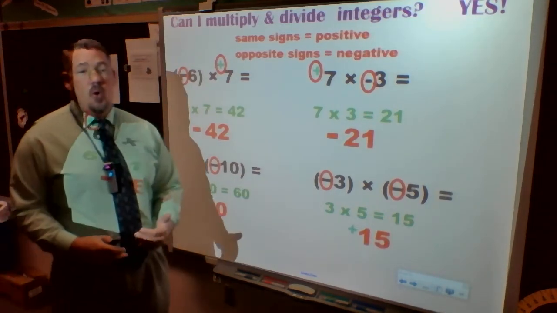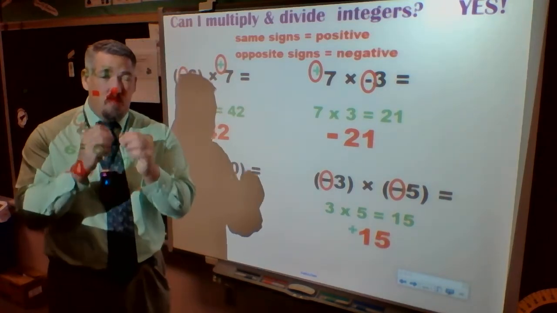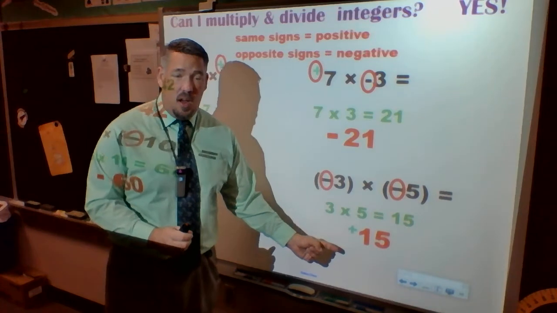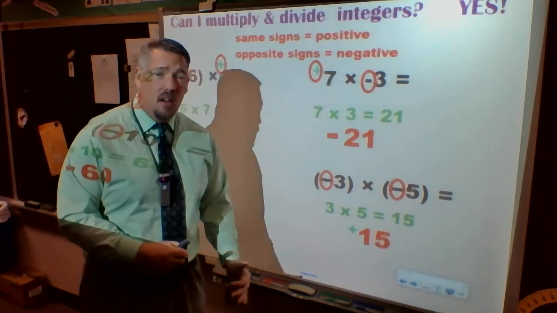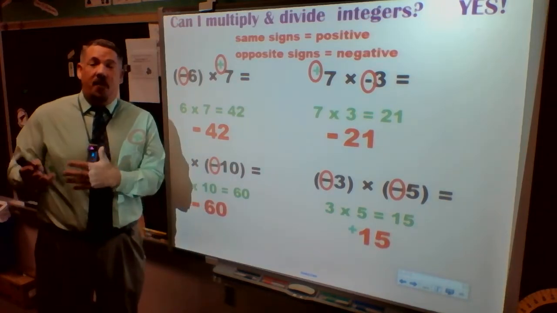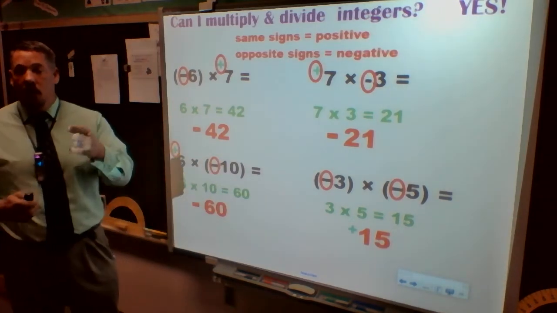Now, some of you are not going to want to take that split minute portion of a second to write a positive sign, and you're just going to put a 15. That's okay. I'm not going to count it wrong because a positive 15 and a 15 without a positive sign is still 15. You're good to go.